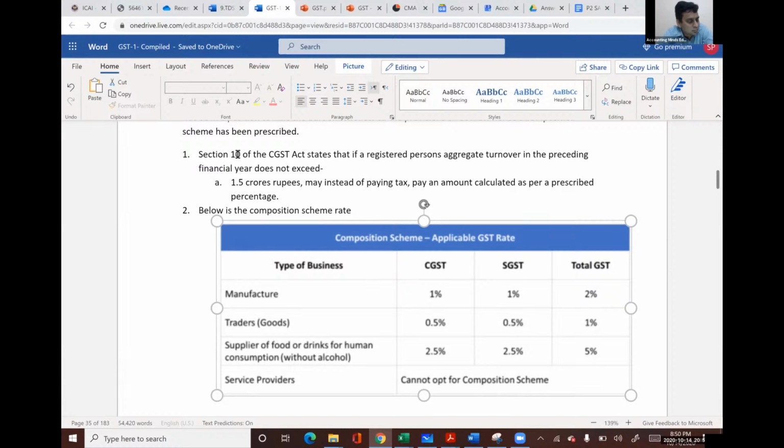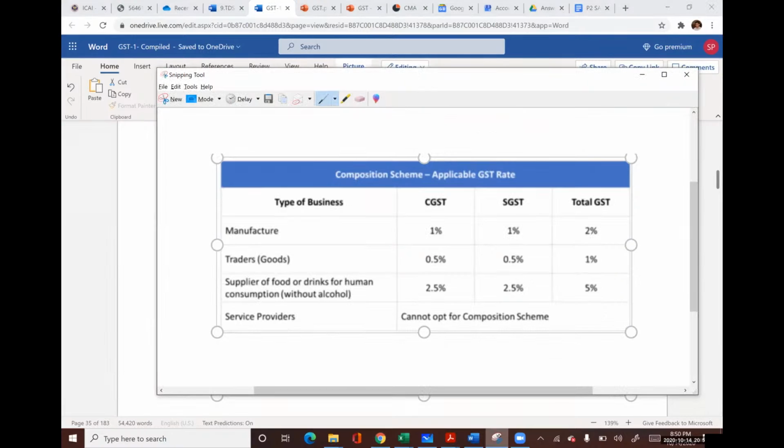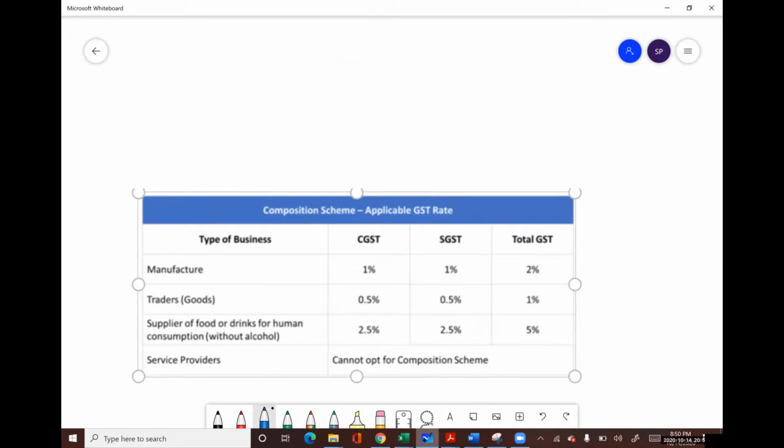Below is the composition scheme rate. Composition scheme rate, applicable GST rate, for manufacture CGST 1%, SGST 1%, total GST 2%.